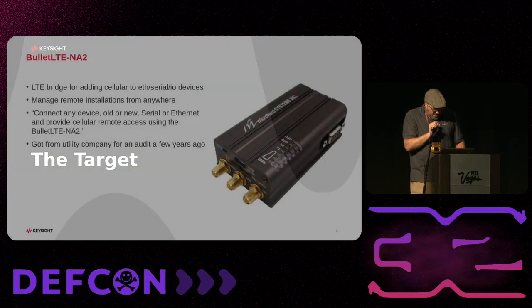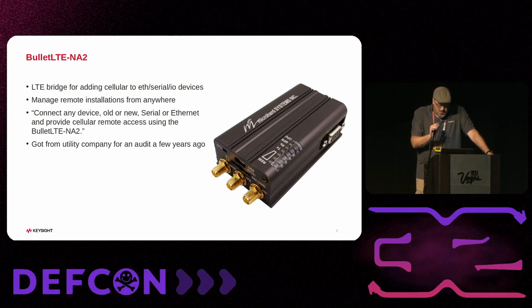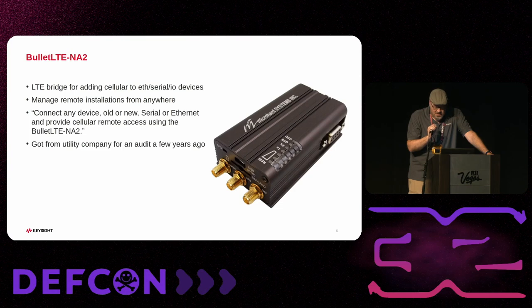Let's talk about the device that we're going to be looking at today. It's called a Bullet LTE-NA2. NA is for North America. This is an LTE bridge for adding cellular connectivity to serial and Ethernet devices. It's meant for managing installations remotely. This is a quote from their website: connect any device, old and new, serial or Ethernet, and provide cellular remote access using the Bullet LTE-NA2. You know, what could possibly go wrong?